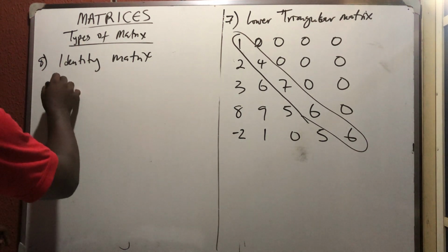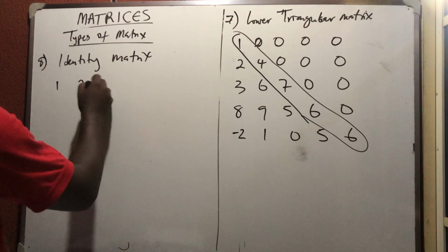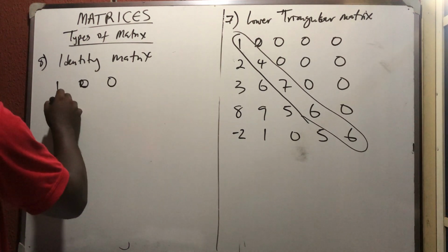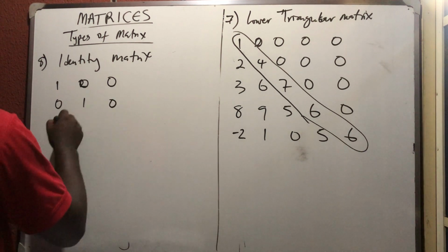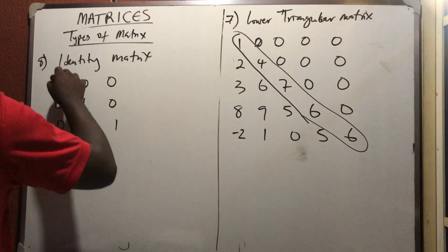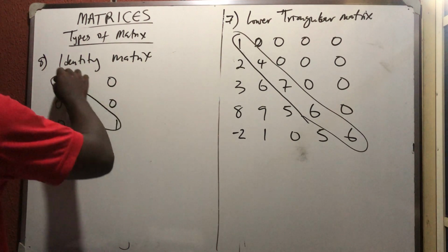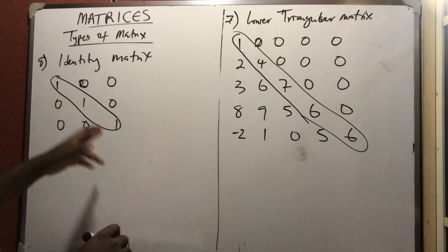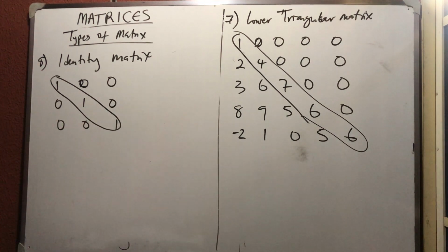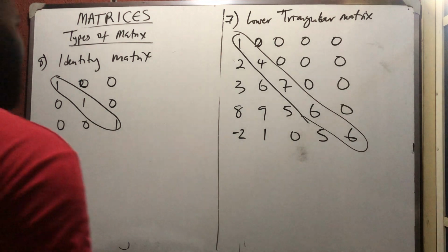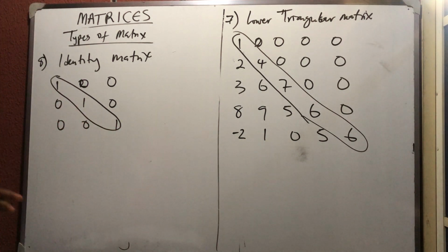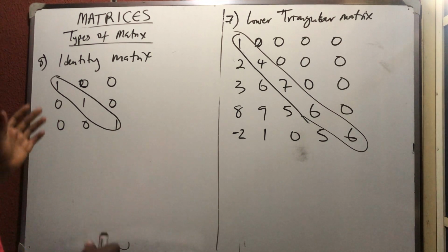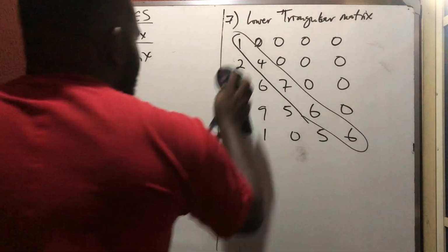So let me give you an example. Let me use a 3 by 3 matrix. 1, 0, 0, 0, 1, 0, 0, 0, 1. Every other place, the lower and the upper, is 0. It is a type of diagonal matrix in which the entries in the diagonal are just 1. That is what we know as an identity matrix. Every other place is 0 except the diagonal, and the diagonal is simply 1.